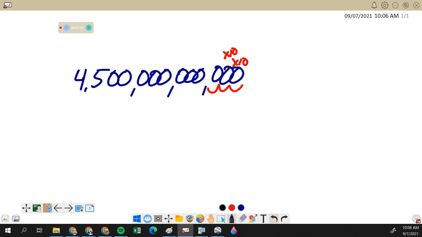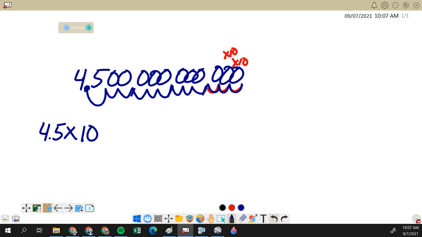So I'm going to move this decimal place 1, 2, 3, 4, 5, 6, 7, 8, 9, 10, 11, 12 places. And you always stop 1 before the end. Okay? And I shorten that to 4.5 times 10 to the 12th power. Do you guys remember this?